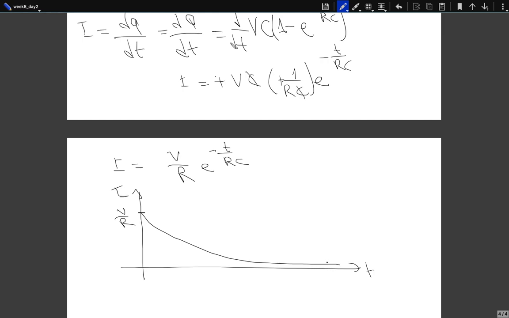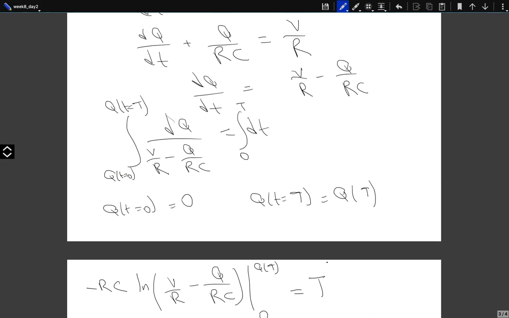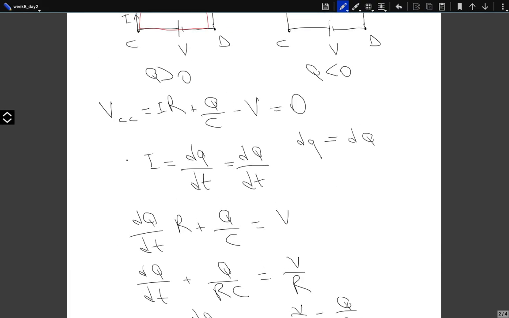Any questions? This one. Well, let's do another example, a discharging capacitor, and we will discuss it again there. Any questions on this one?